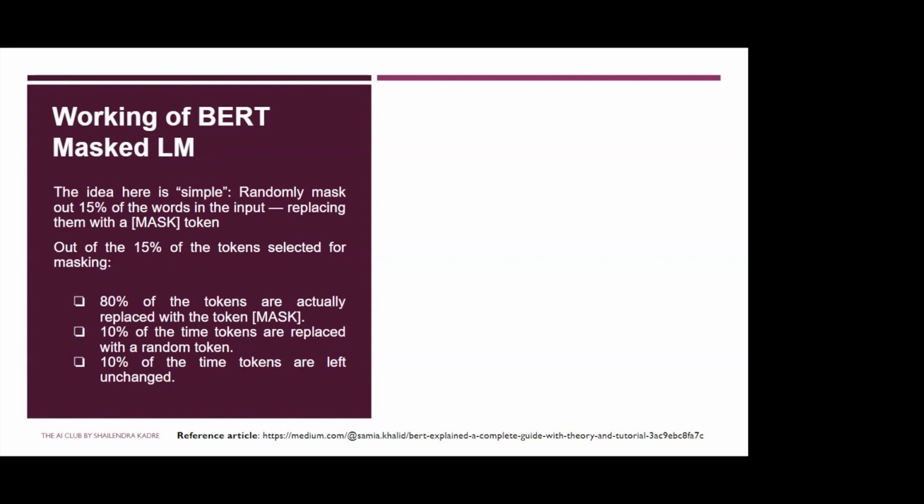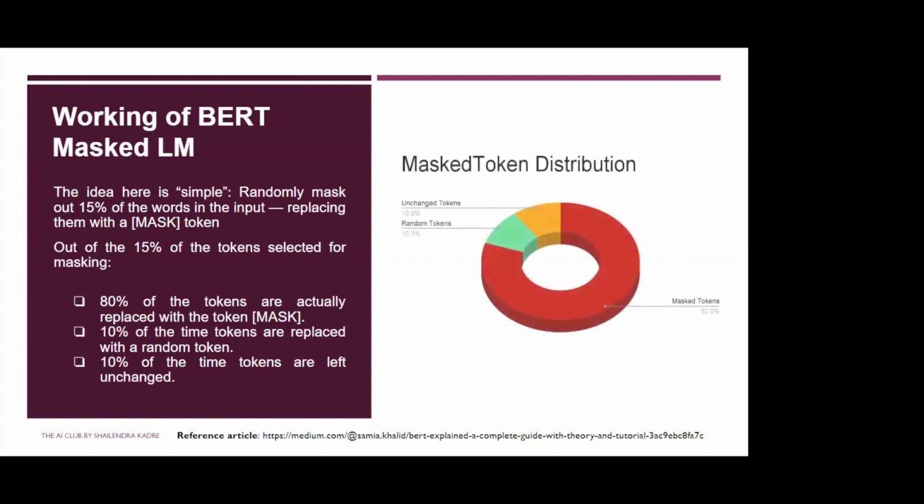First is masked LM. The single token prediction process is done using masked LM. The idea is simple: randomly mask 15% of words in the input. So 15% of words randomly selected are replaced with this mask token, and the model then tries to predict them. But one more approach is applied on those 15% mask tokens: only 80% of tokens are actually replaced with the mask token.